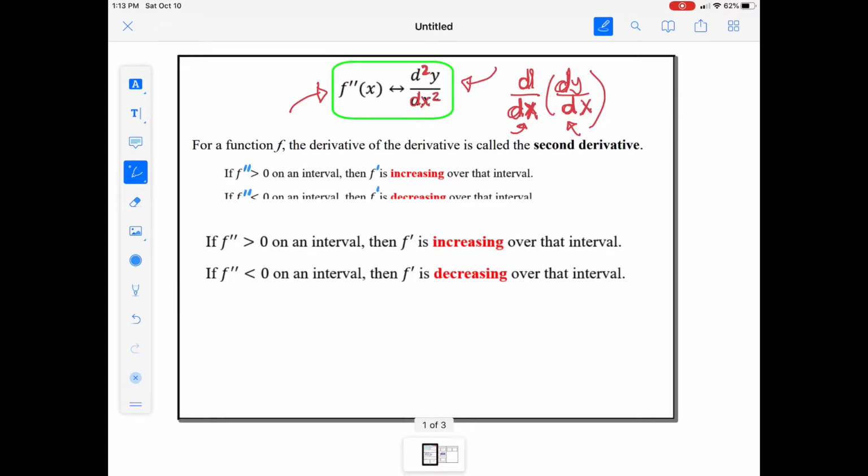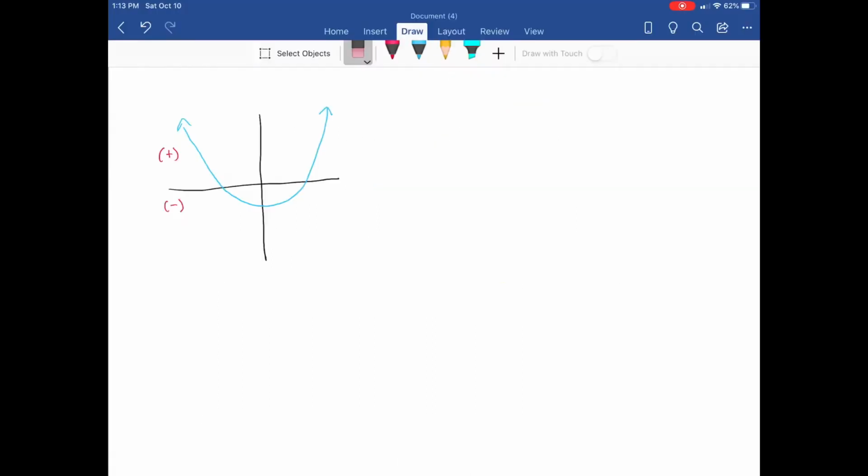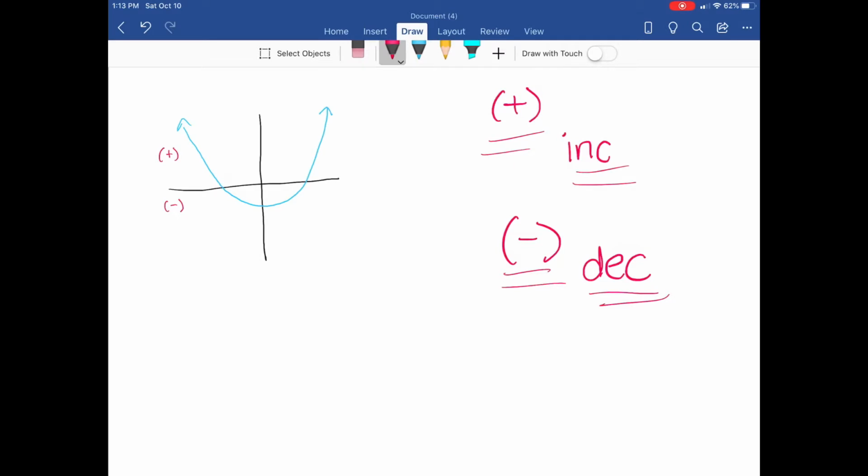And this is telling us if my second derivative is positive over some given interval, I know my first derivative has to be increasing. If my second derivative is negative, that tells me that my first derivative has to be decreasing. Side note, folks, do not confuse positive and increasing. Positive is one thing, increasing is something else. Negative is one thing, decreasing is something else. You're just going to have to train your brain to distinguish between those.